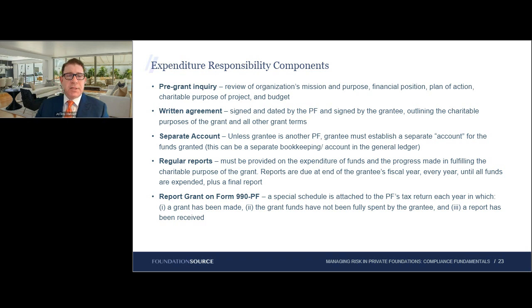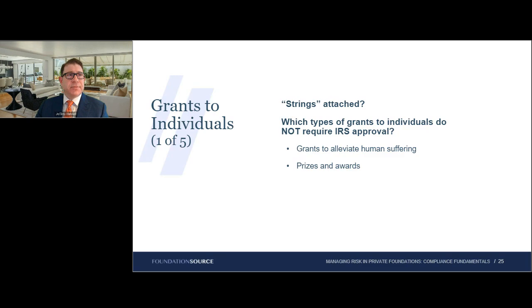Let's turn now to grants to individuals. Whenever you have a private foundation considering making grants to individuals, the very first thing it has to do is determine whether the IRS's advance approval is needed. Now, the general rule of thumb here is that IRS approval isn't necessary if the grant has no strings, by which I mean future conditions that are attached to it. If there are no strings, the grantee wouldn't be required to spend down the grant funds in any particular way.